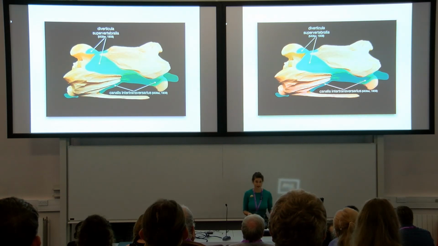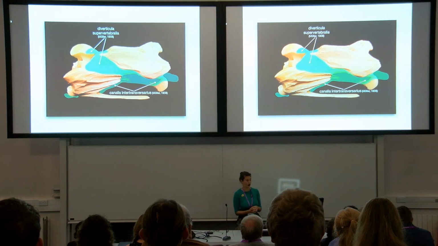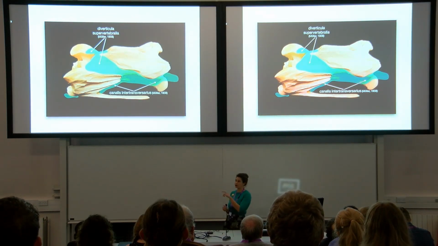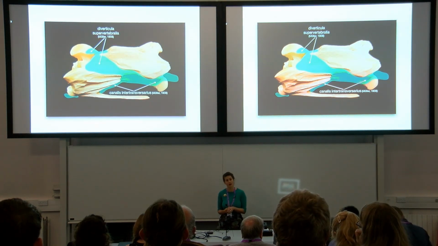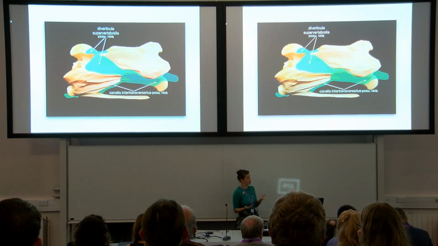So some have even been given names. Common ones that I'll be referring to occasionally throughout the talk include the intertransverse canals. These are bilateral diverticula that run on either side of the vertebrae, and sometimes these will anastomose with supravertebral diverticula. Sometimes the supravertebral diverticula are just on top of the vertebrae and don't anastomose with the intertransverse canals.